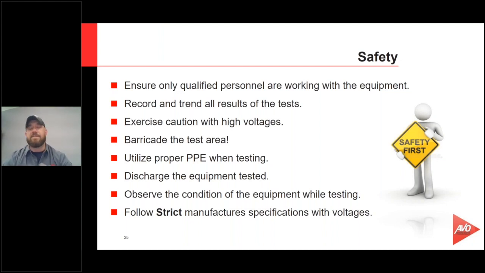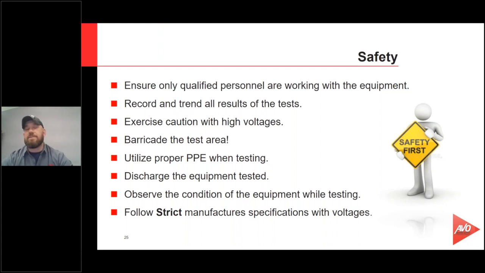Discharge the equipment tested. That's critical. That capacitive charge that gets stored on these pieces of equipment with the higher voltages could kill you. So we want to make sure that we discharge that with a resistor stick first, then send it straight to ground. Remember that little capacitor ring on that bottle too. Observe the condition of the equipment while testing. Be aware of your surroundings. Pay attention to what you're testing is what I'm trying to say. It's going to tell you when it's going to hit the fan. And lastly, and I can't stress this enough, follow strict manufacturer specifications with voltages.